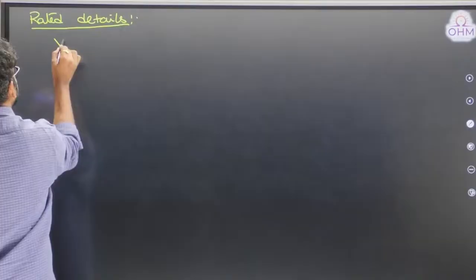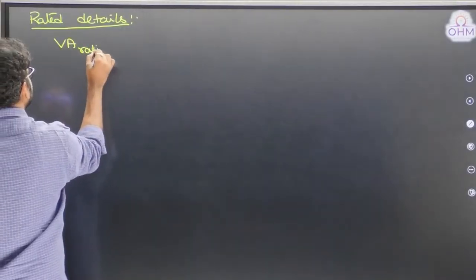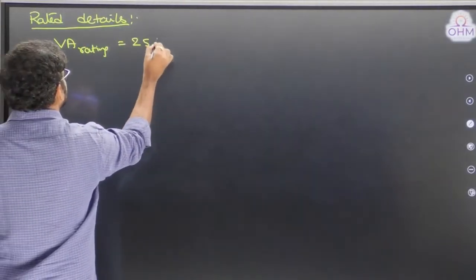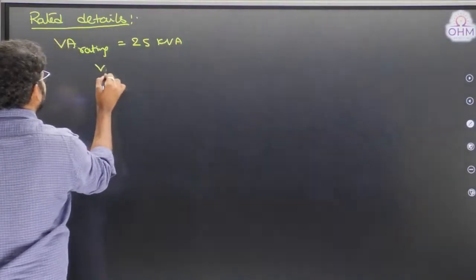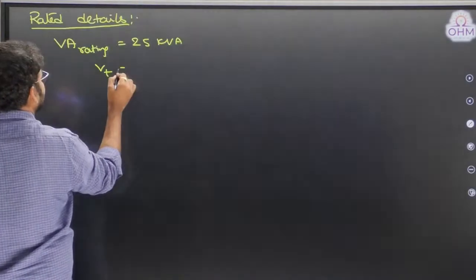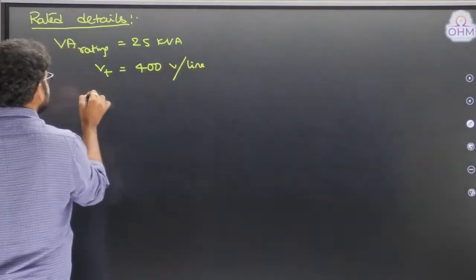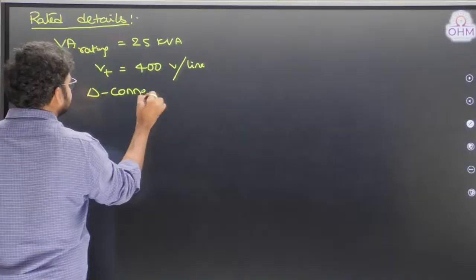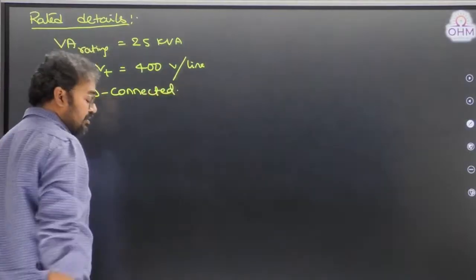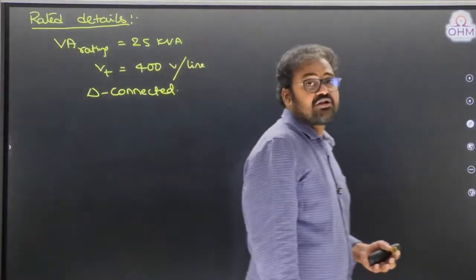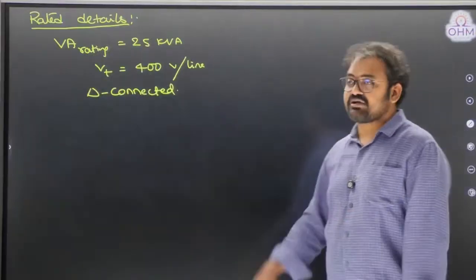Yes. So the VA rating of the machine is 25 kVA. Terminal voltage of the machine, how much? 400 volt. This is line voltage. Machine is delta connected. Please remember. Normally, most of the cases alternators are star connected, but here it is delta connected.